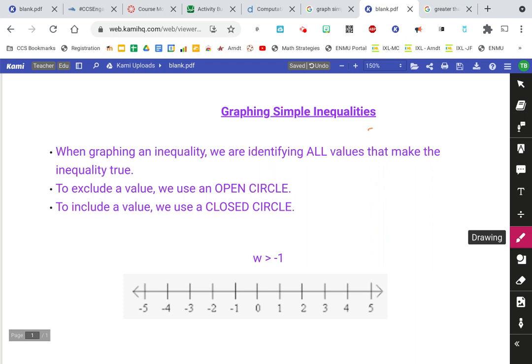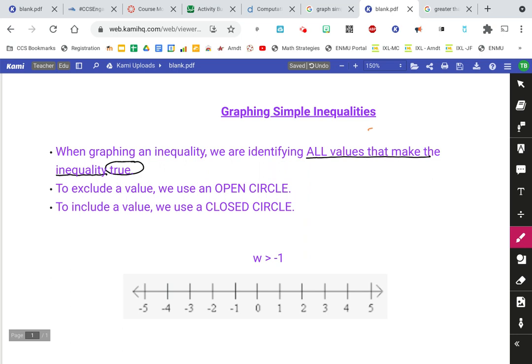Some things I need you to know: when we are graphing an inequality, we are essentially identifying all values that make the inequality true. Let's focus on truth, that's important. And we're going to learn that to exclude means to leave it out or omit. To exclude a value, we use something called an open circle.